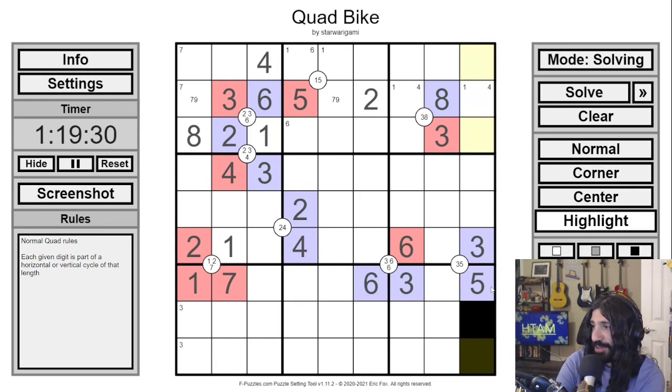I don't have a lot of experience with Sudoku stuff, so I need heavy chat assistance when I'm doing any of these puzzles.